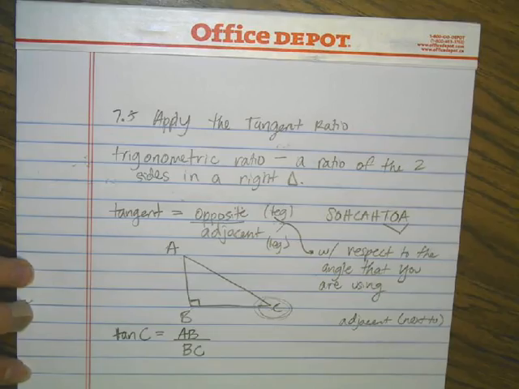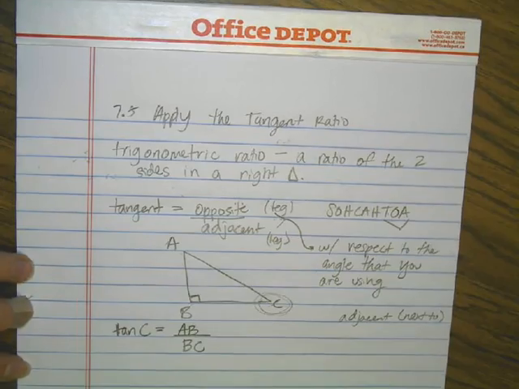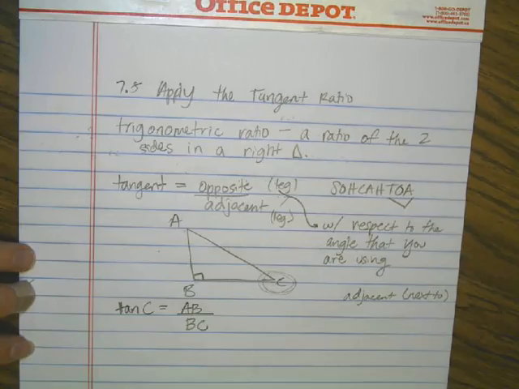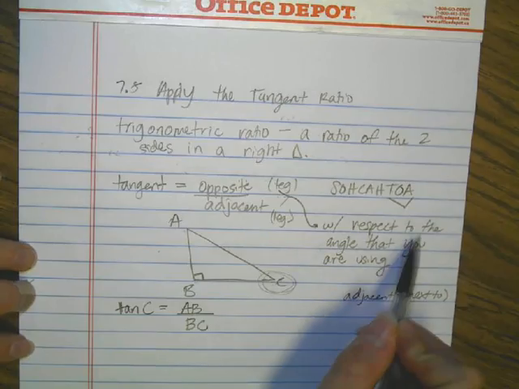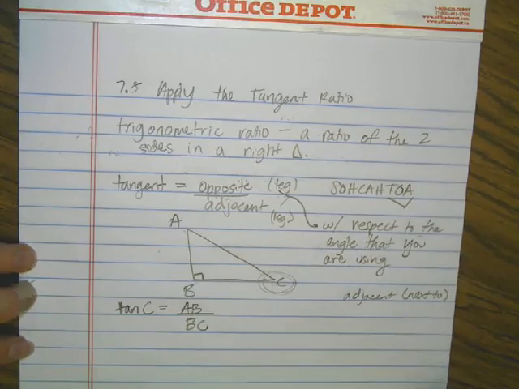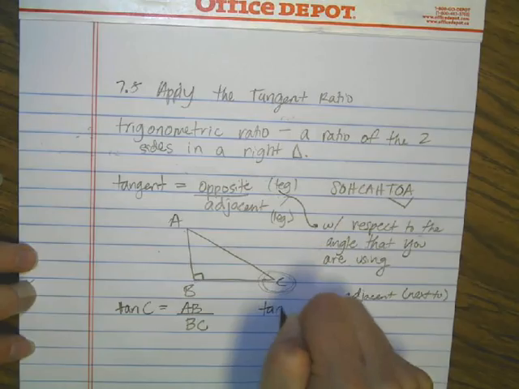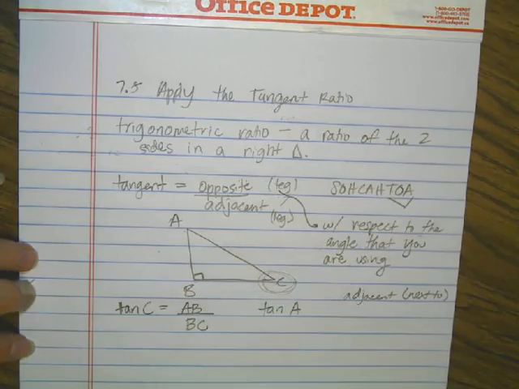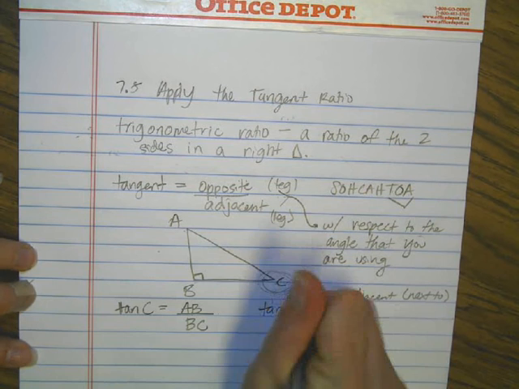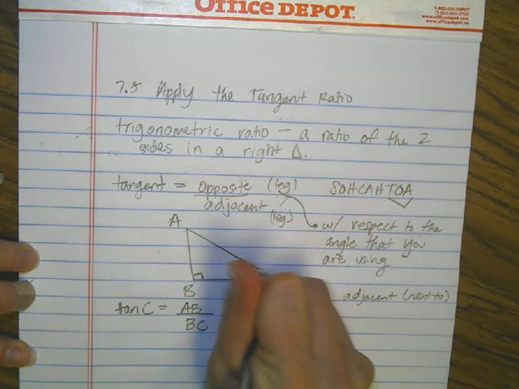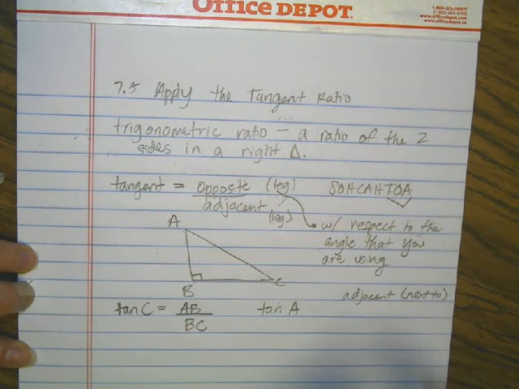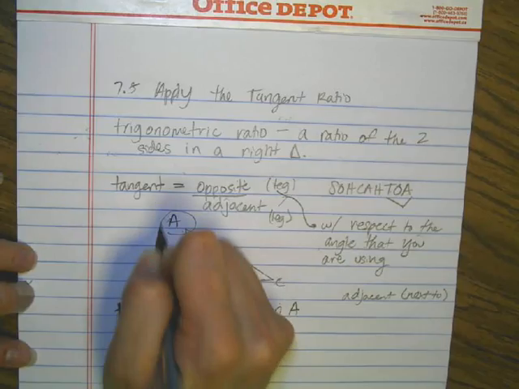Now, if you change the angle, your values are going to change, because that's why I put it's with respect to the angle that you are using. So, let's say we said tangent of A now. You're never going to have tangent of the right angle. They either do the other two angles. So now, instead of looking from this angle, I'm looking from this angle, which makes it a little different.